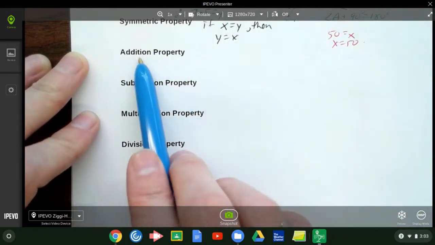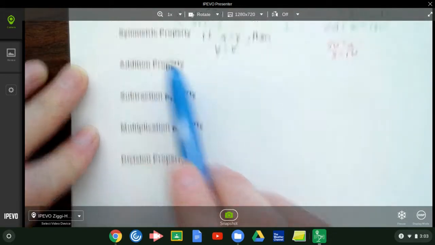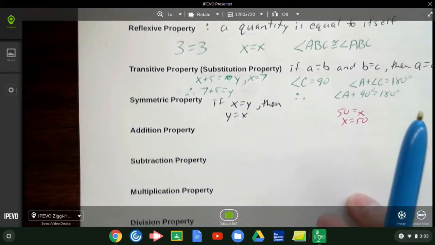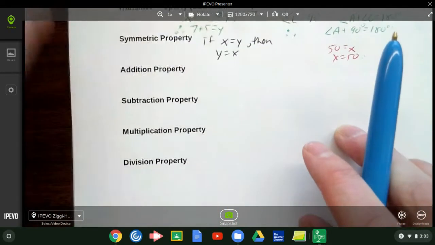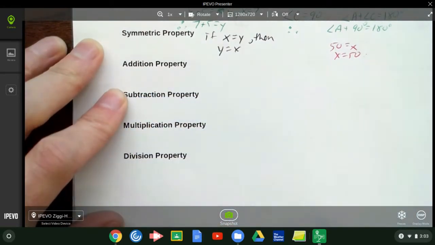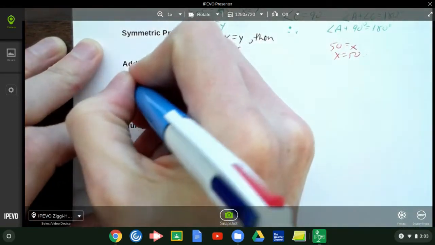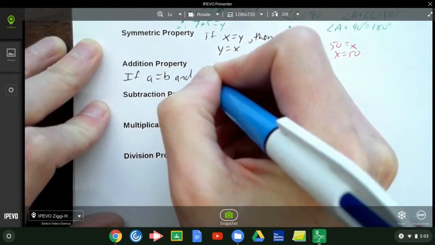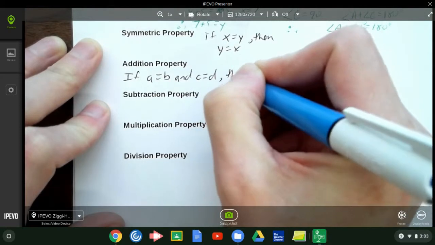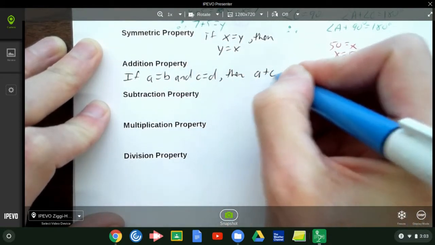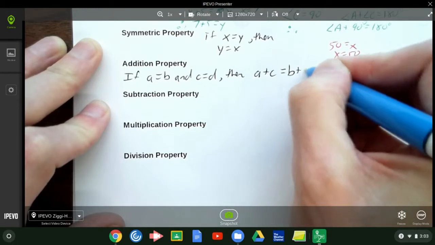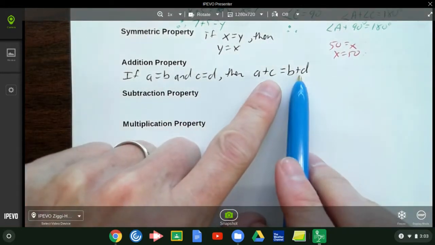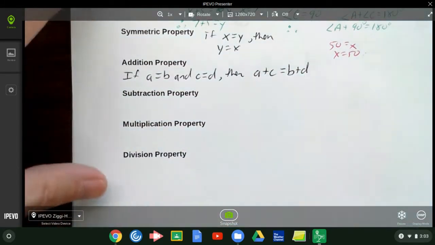Here's the catch. This addition is not the same as 7 plus 5 equals 12. Okay? That's the act of adding. This addition property is what allows you to do algebra. It says if A equals B and C equals D, then A plus C equals B plus D. Basically, it says you can add the same thing or equal things to both sides.